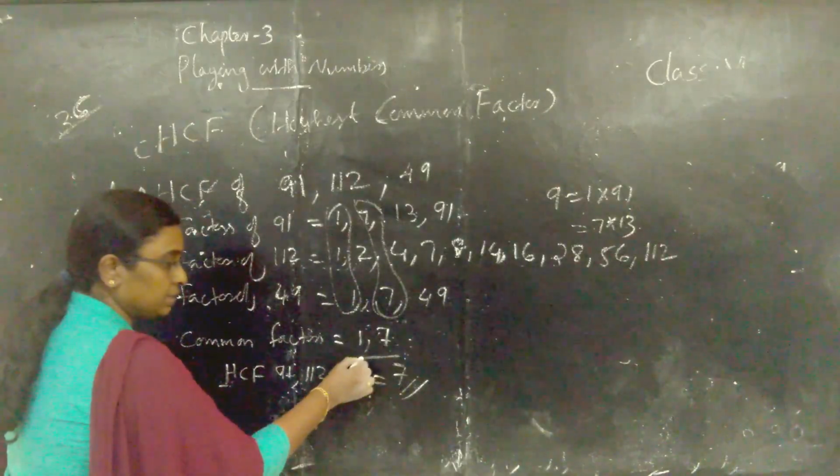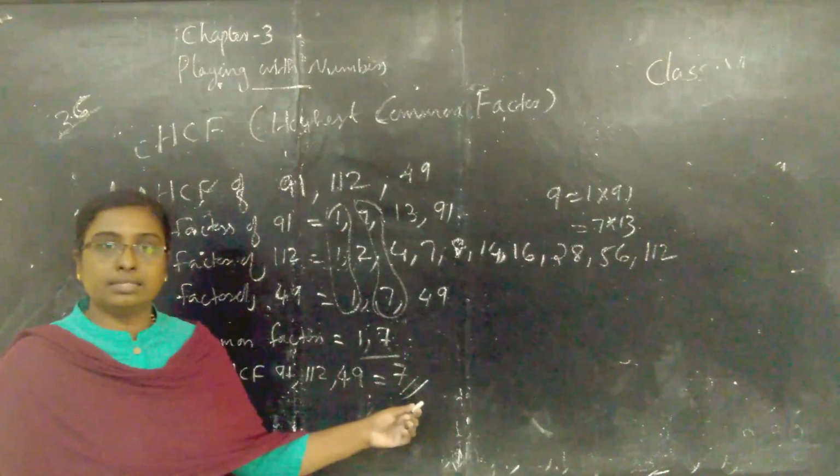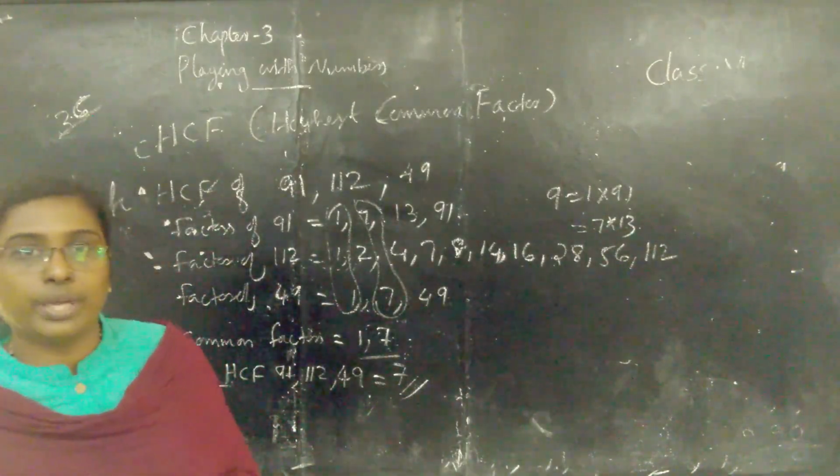These are the common factors. The highest among them is 7. Therefore, 7 is the HCF. All the other questions you can do as homework.